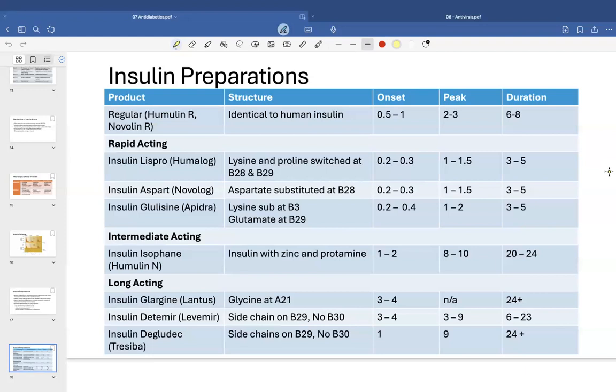Aspart, we'll take that proline that's at B28 and swap that to aspartate. That's it. Otherwise, it's exactly identical to regular insulin and will give you pretty much the same kinetics as Lispro. And then finally, Glulisine will substitute at the B3 and B29 positions, lysine and glutamate. Again, not perfectly identical, but very, very close. And Apidra, Glulisine, we use the same as a mealtime insulin.